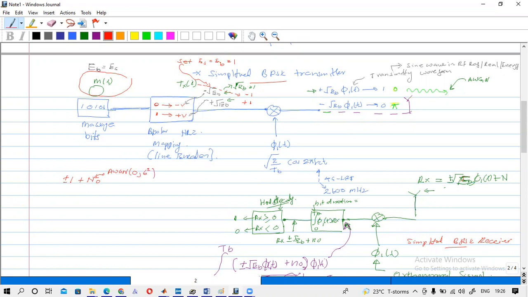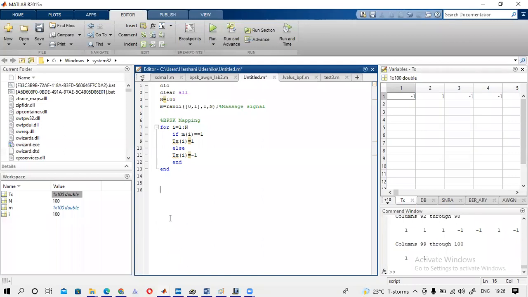So this will be my noise variable. Now I am going to generate that noise signal and add it to my transmitted symbol, plus or minus 1, and then I can create the received signal. Simply, we can do it like this. I can generate some random value, an AWGN value.